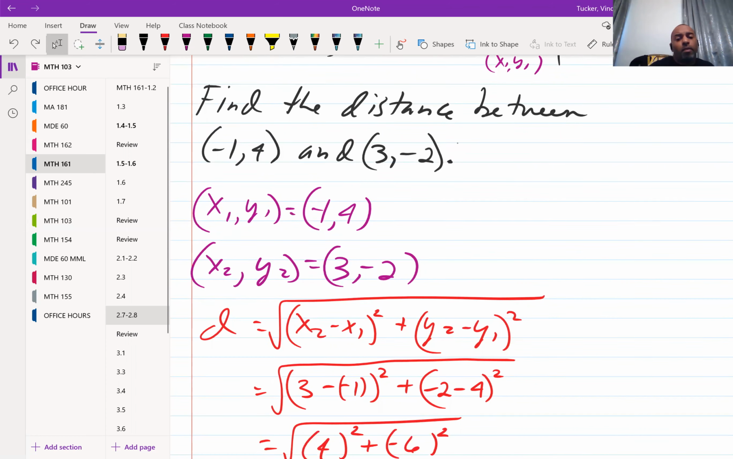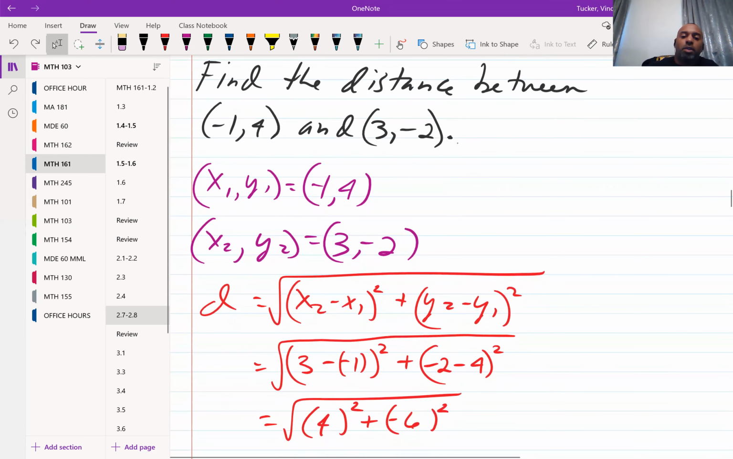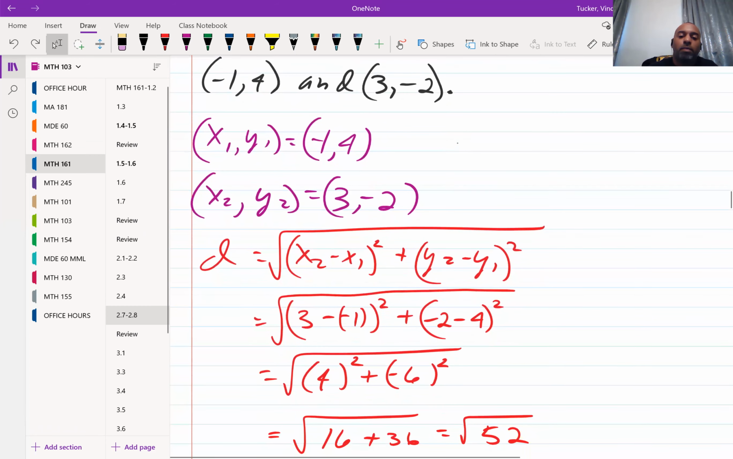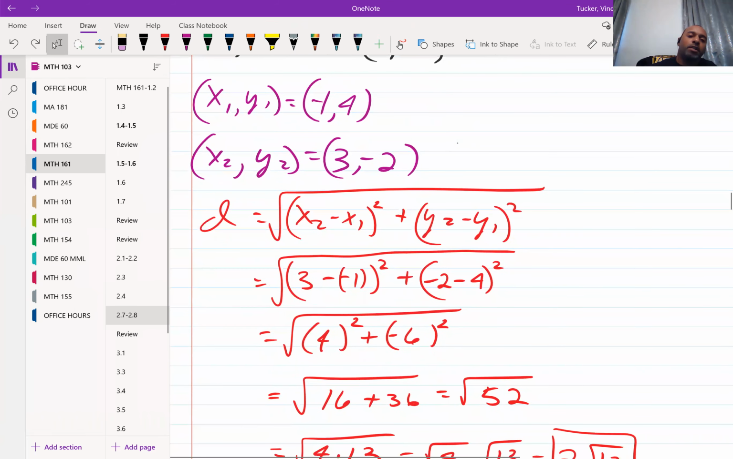So x2 is 3 for us. X1 is -1. Make sure you don't lose a negative. Y2 is -2. Y1 is 4. So we have 3 minus -1 squared, -2 minus 4 squared. So that's 4 squared plus -6 squared under this radical. 16 plus 36 is 52. And simplify if possible.